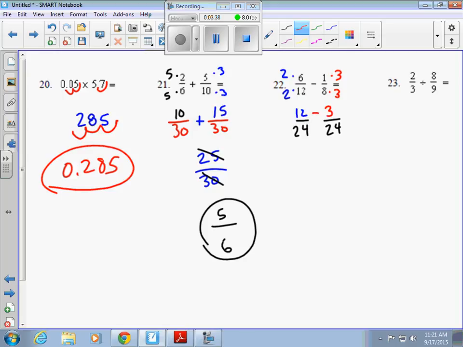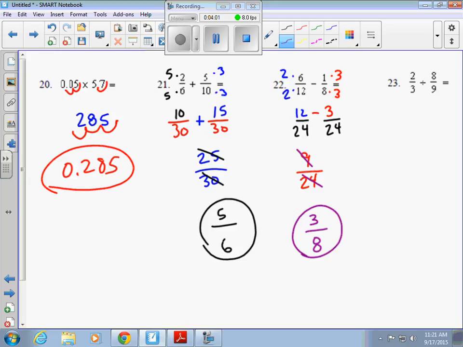The bottom number is now the same, 24. 12 minus 3 straight across is 9. See what number goes into both of these. The number 3 does. 3 goes into 9 3 times, and it goes into 24 8 times. 3/8. Division is slightly easier than addition and subtraction because you don't have to make common denominators.